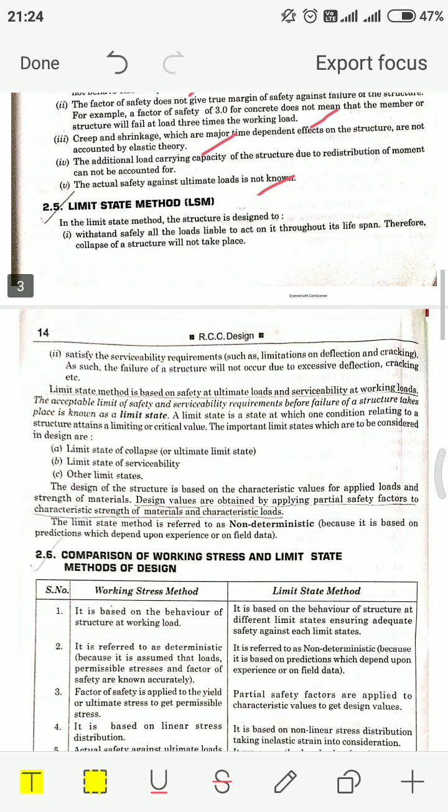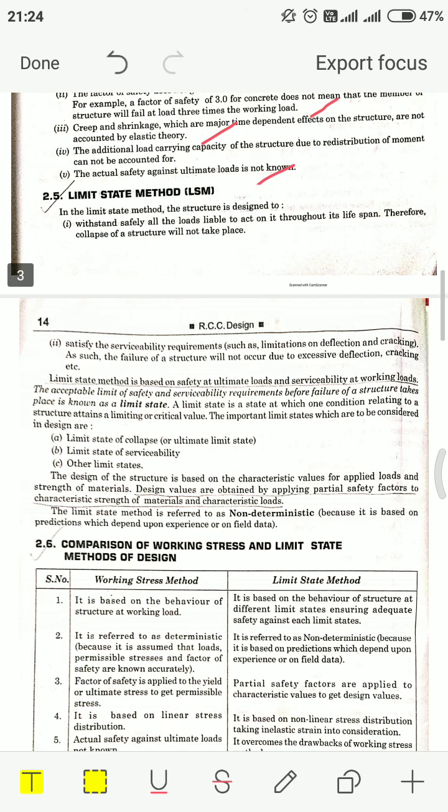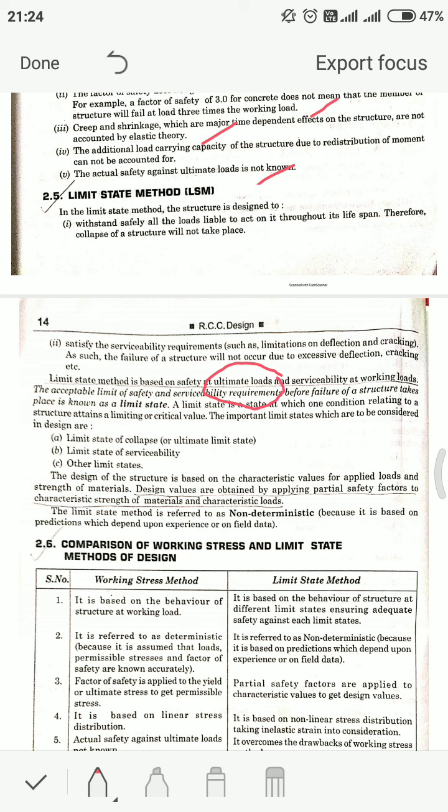Limit state method is based on the safety or the ultimate load. This is also called the maximum load which a structure can face during its lifespan or serviceability. The acceptable limit of the safety and serviceability requirement before failure of the structure takes place is known as the limit state. A limit state is a state at which one condition related to the structure attains a limiting or critical value. The important limit states to be considered in design are limit state of collapse, limit state of serviceability, or other limit states.